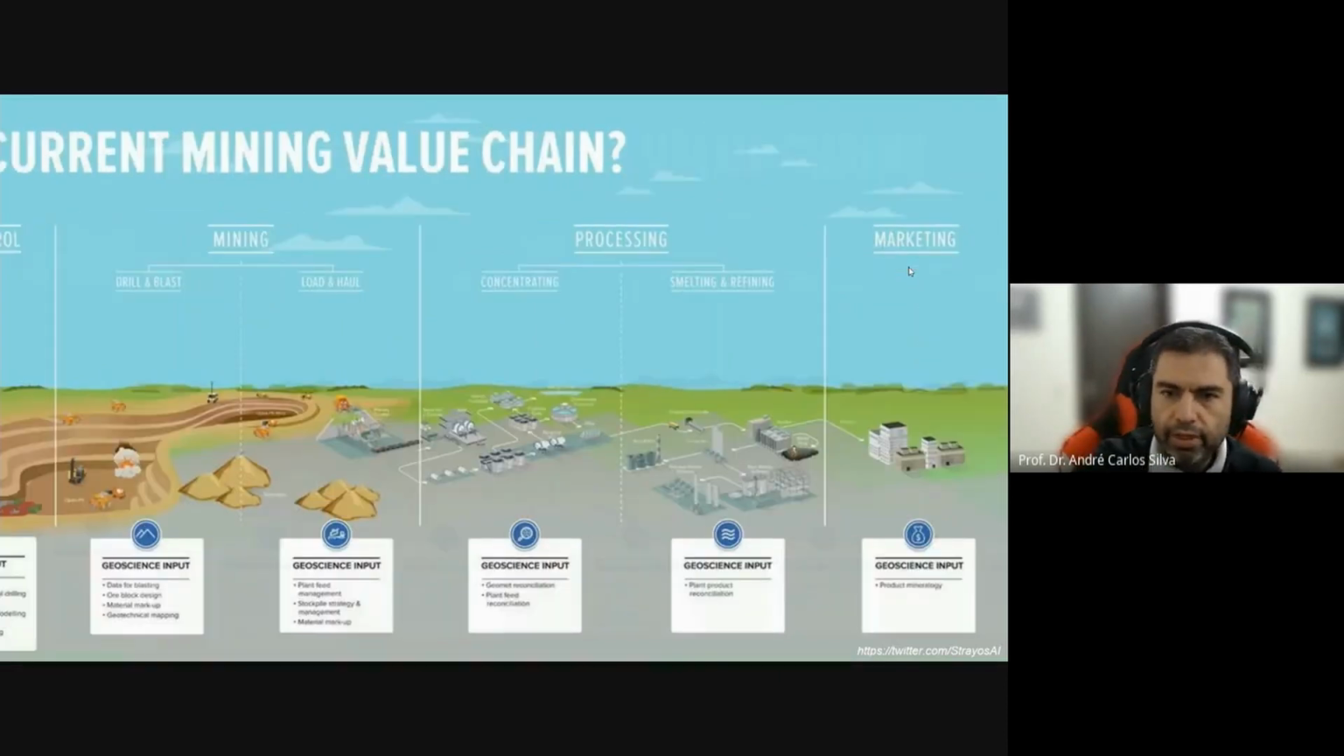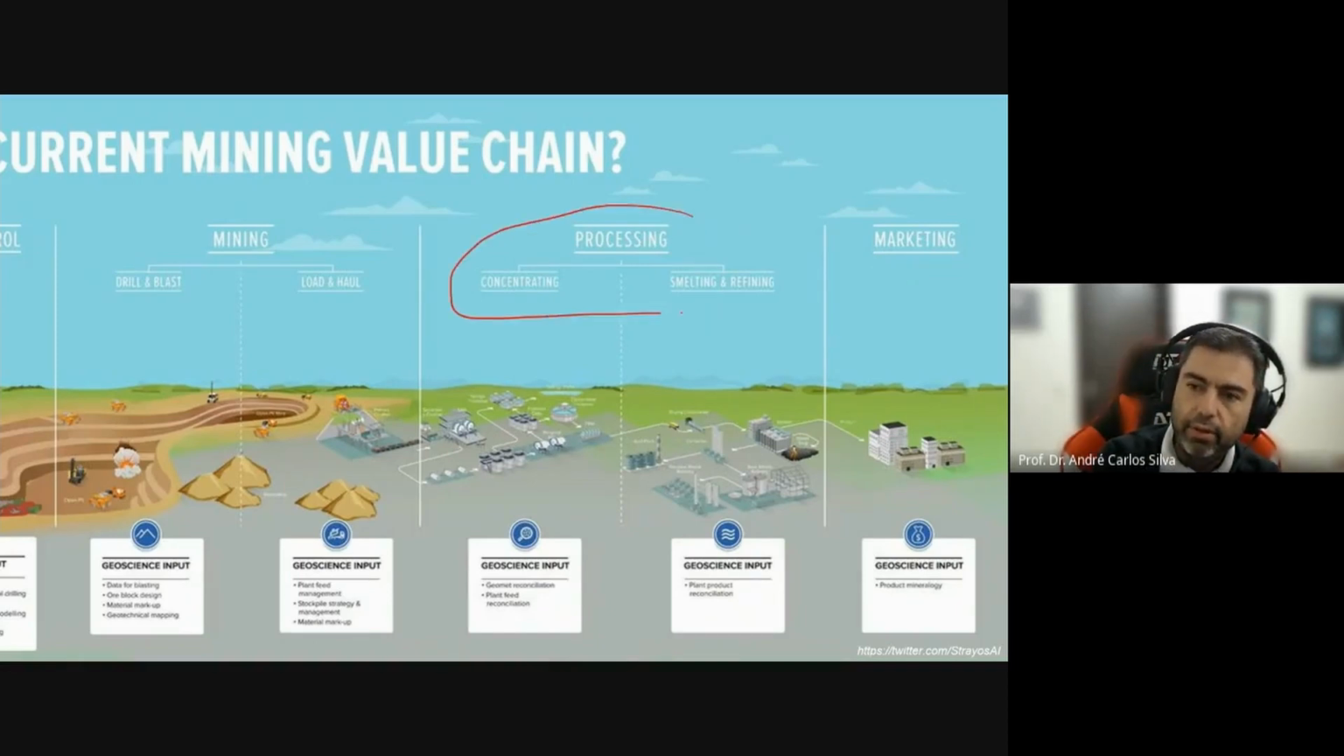So moving a little bit to the left-hand side, after mining, what do I have? I have the processing and the market. So our lectures are going to be focusing on this, but we can just leave this gap open over here. So I'm going to show you guys a little bit about drilling and blasting, loading and hauling, because it's cool.